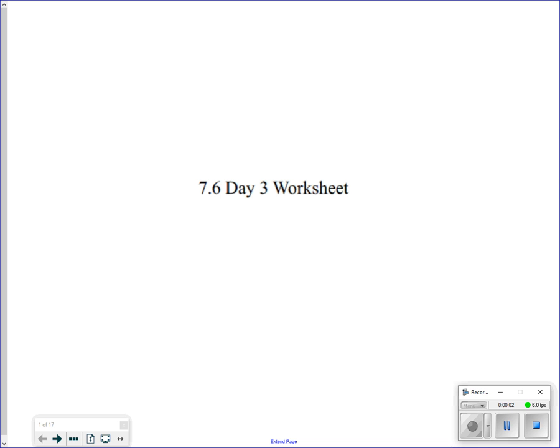All right, welcome back. Hononegah Algebra 1, 7-6 Day 3 worksheet. 7-6 is one of the harder sections that we do almost the entire year, and it's something that lingers. You will need it again later in this year, and you'll need it again in geometry, and again in Algebra 2 and trig. And so this is a section that a lot of people struggle on.